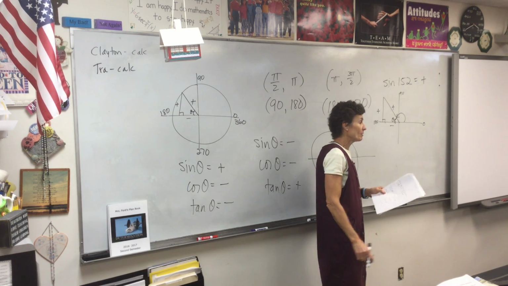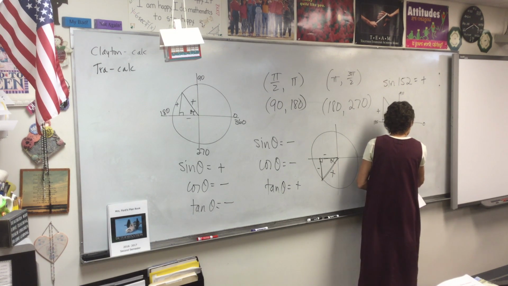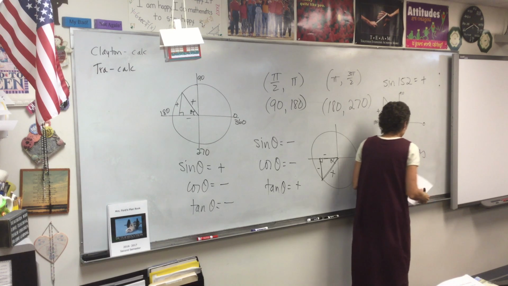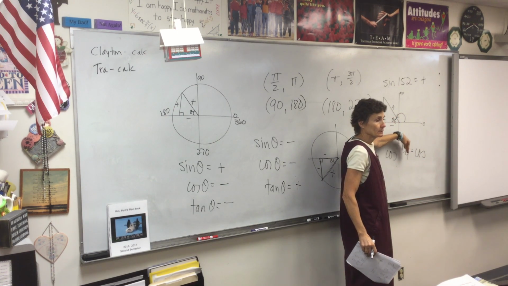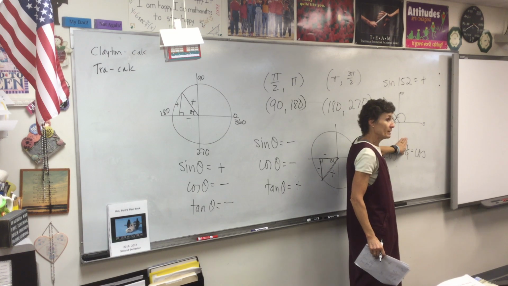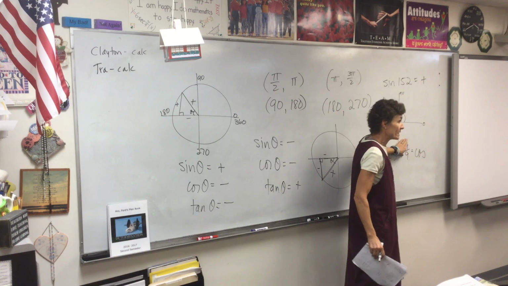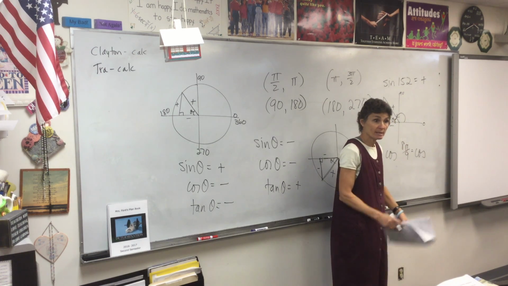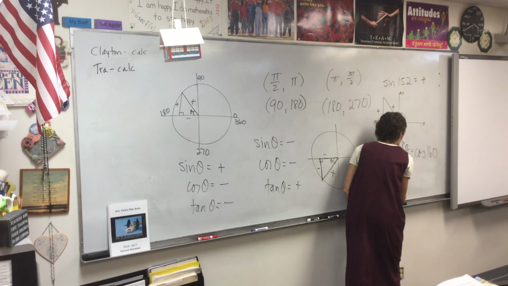All right, 8 pi over 9, cosine. All right, what's pi again? 180. Divided by 9 would be 20, and then times 8 would be 160. So now you're going to draw 160.